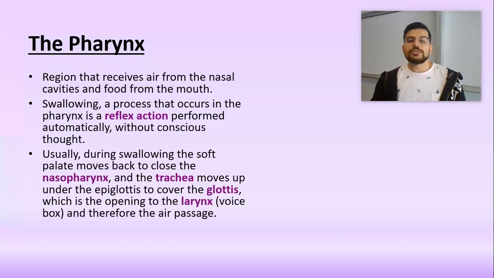During the swallowing, the soft palate, that's the soft part behind your uvula, is going to move back and close the nasopharynx. It's also going to close up the trachea, which is your windpipe, because you don't want food going down into your windpipe. That trachea moves under this other structure called an epiglottis. The epiglottis is there to cover up that opening. It also covers up, using the glottis, the larynx, which is your voice box.